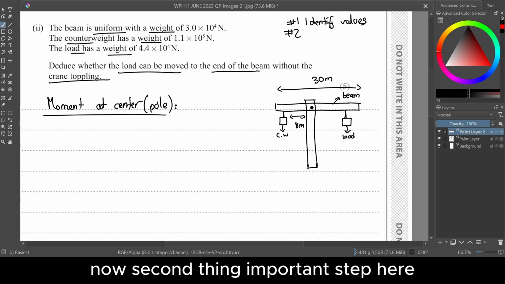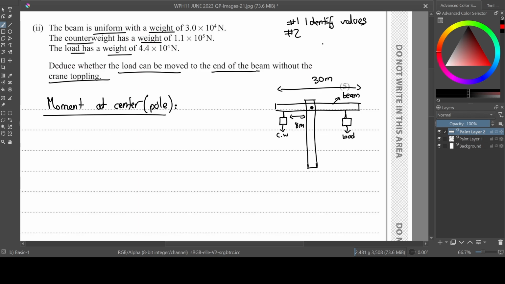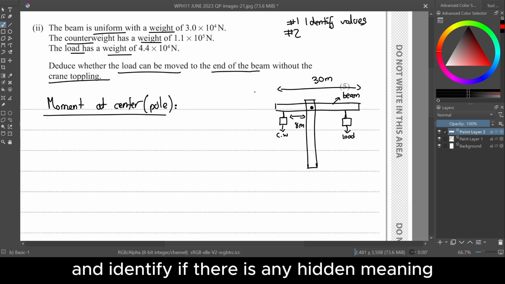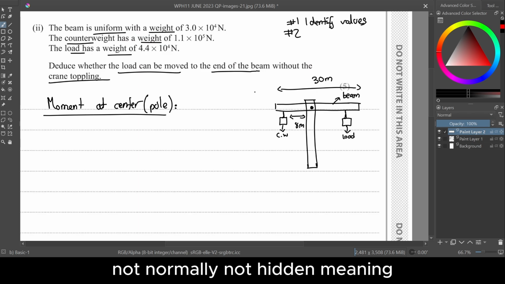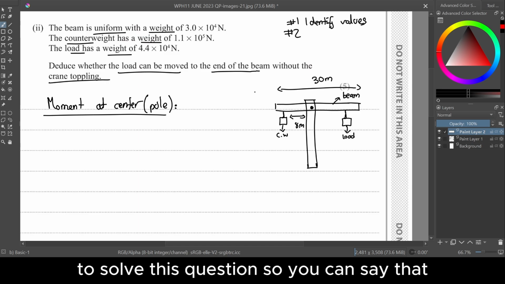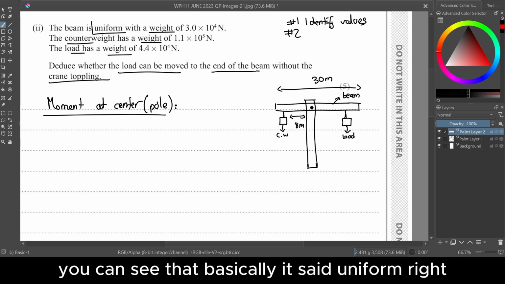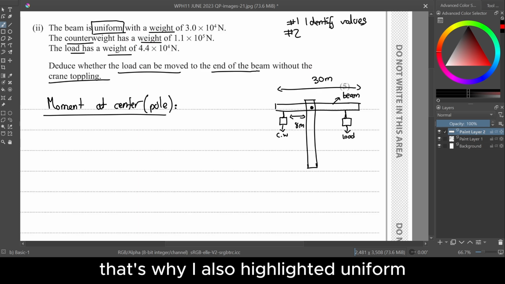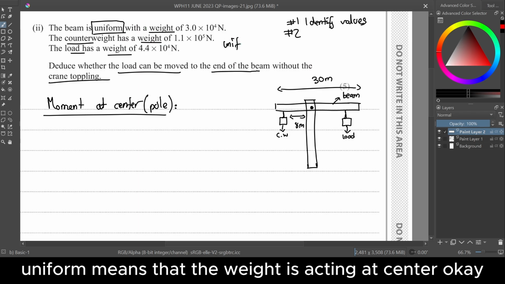Now the second important step here: read the statement again and identify if there is any hidden meaning, not exactly hidden meaning, but anything useful that we can use to solve this question. You can see that it said uniform, right? That's why I also highlighted uniform.